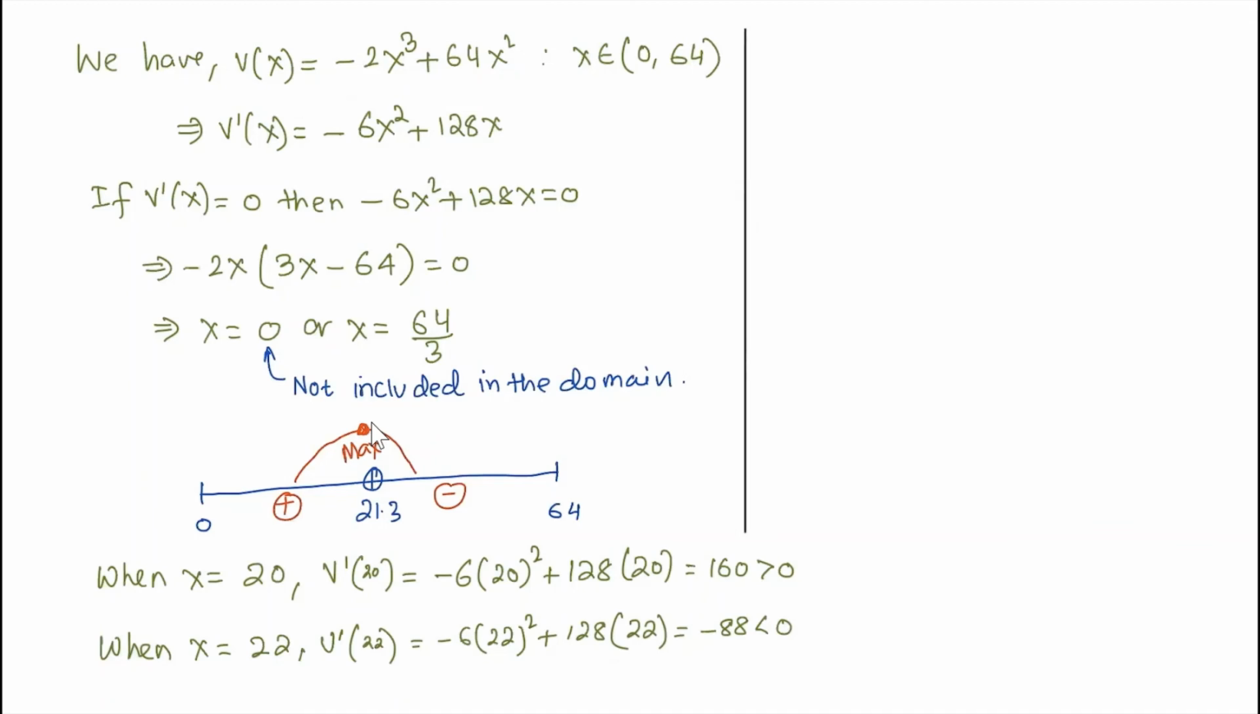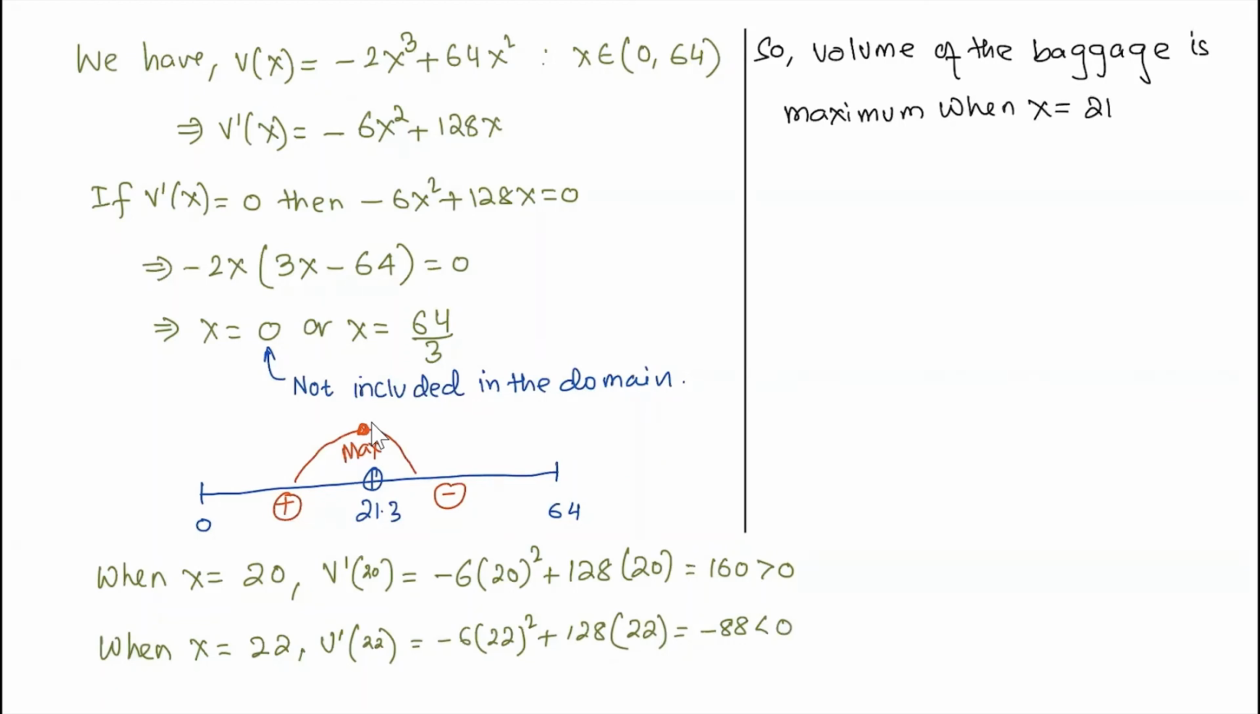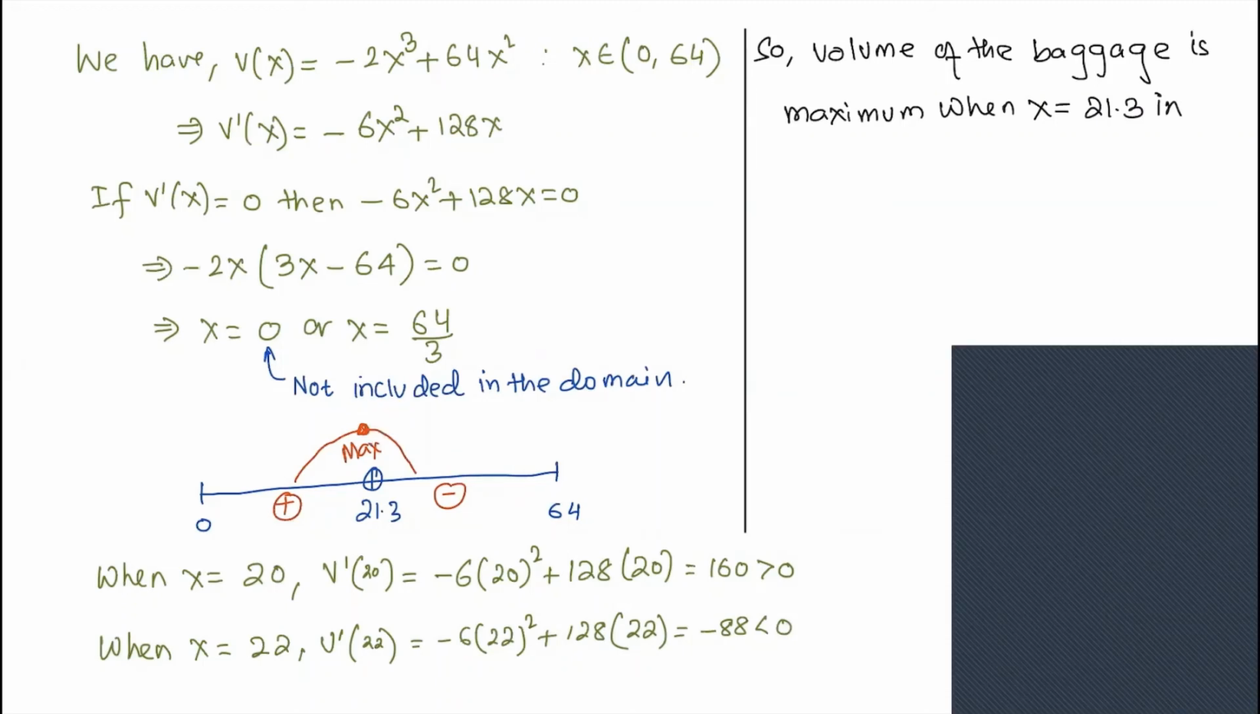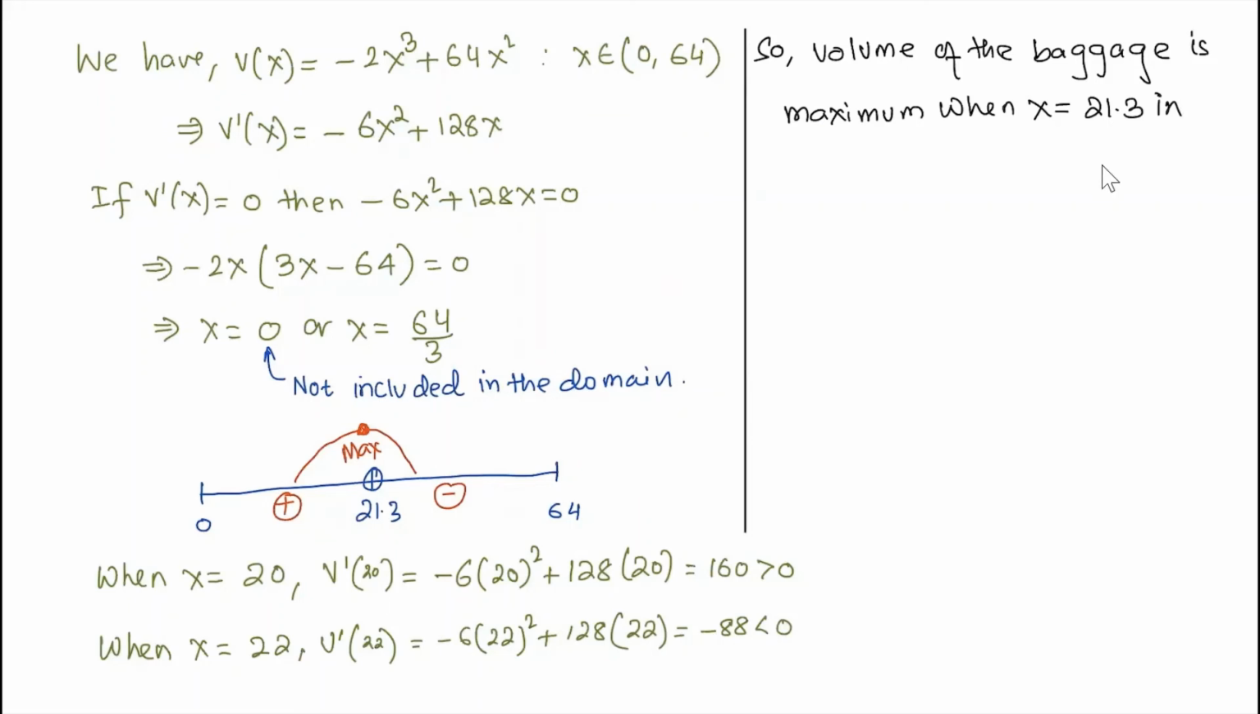Let me write that down. So the volume of the baggage is maximum when x is equal to 21.3. And the unit given in the problem is inches, so I can write 21.3 inches. So when x equal to 64 over 3, or 21.3, the volume will be maximum.